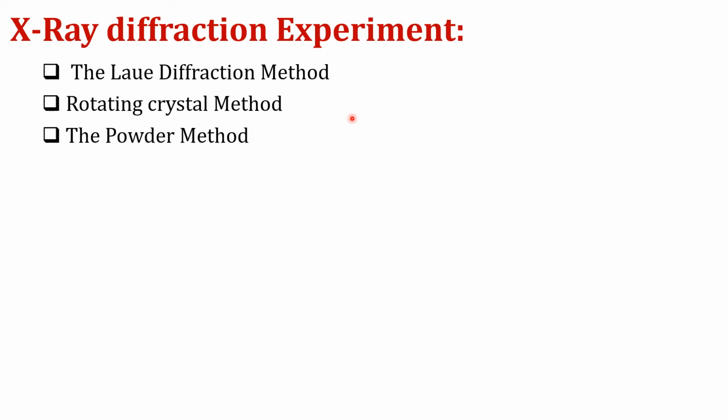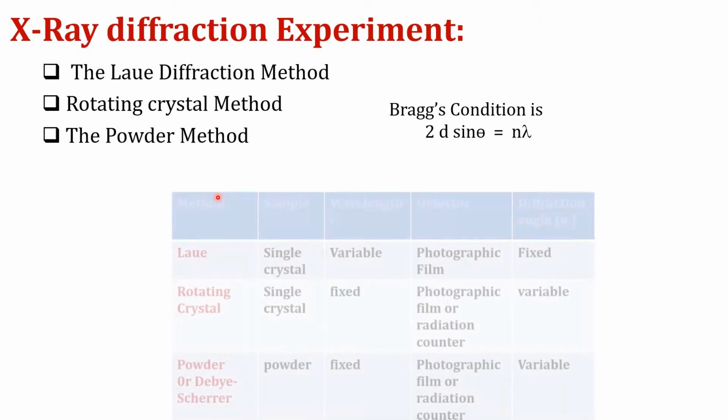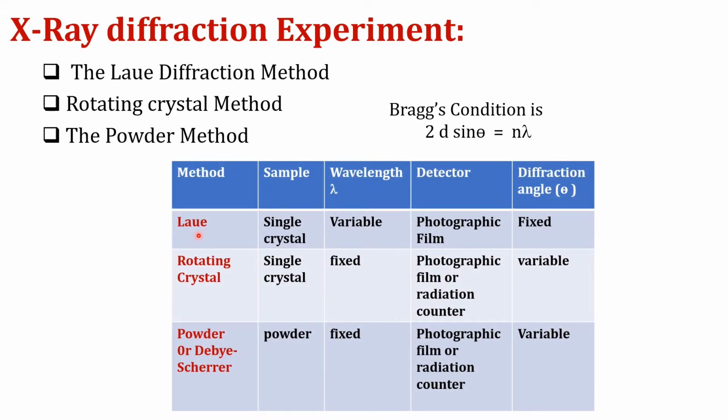The Bragg's condition is 2d sin theta equal to n lambda, where d is the interplanar spacing, theta is the Bragg's angle, n is the order of diffraction, and lambda is the wavelength of X-ray used in that experiment. Now, when we discuss all these methods, in each and every experiment there are different variable terms. These variable terms we explain here by using this tabular form.